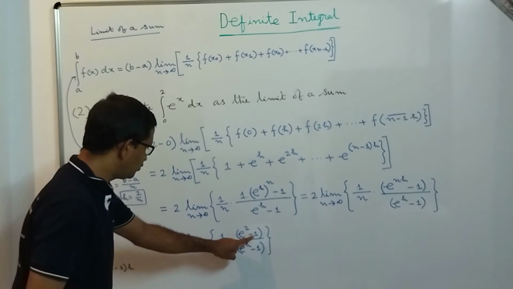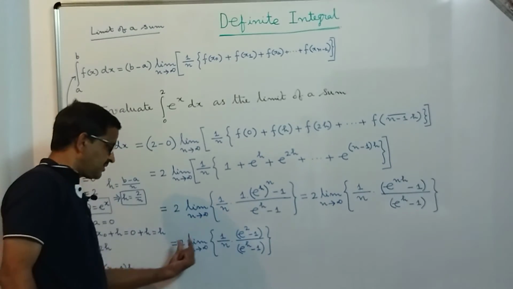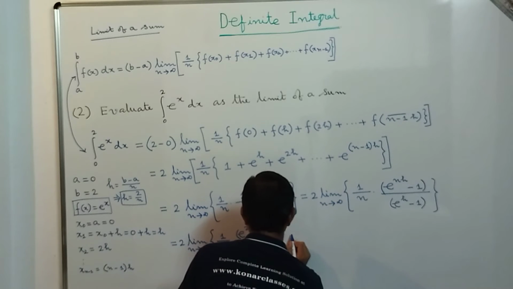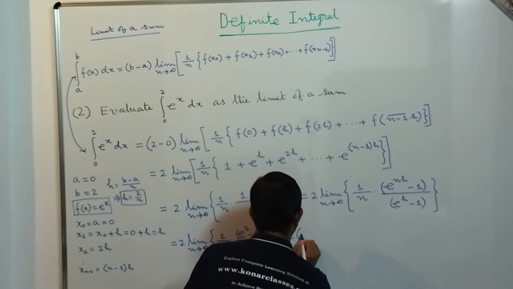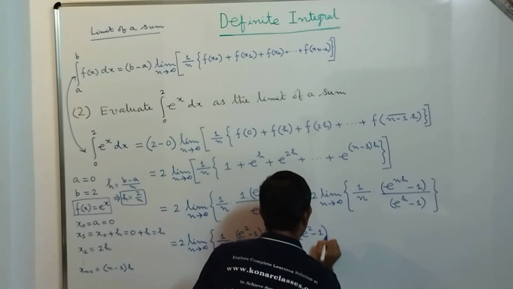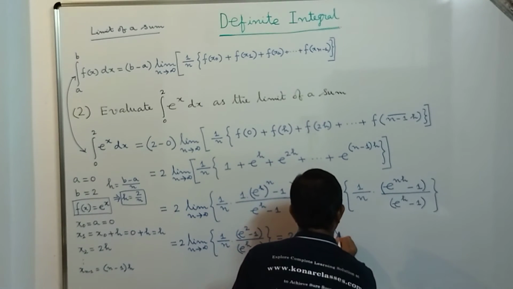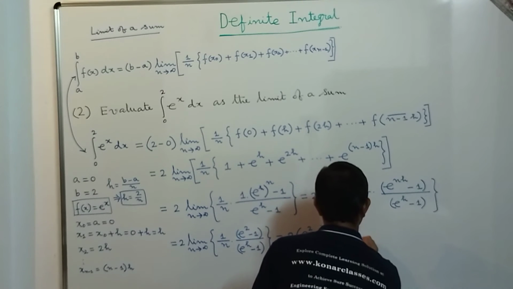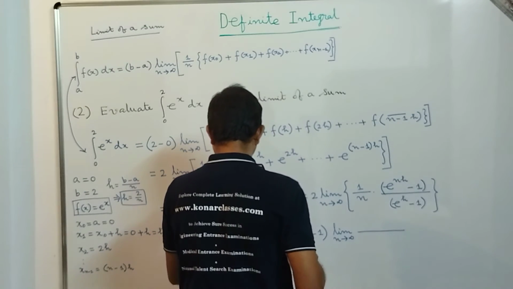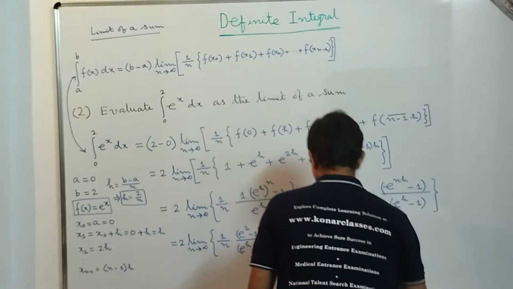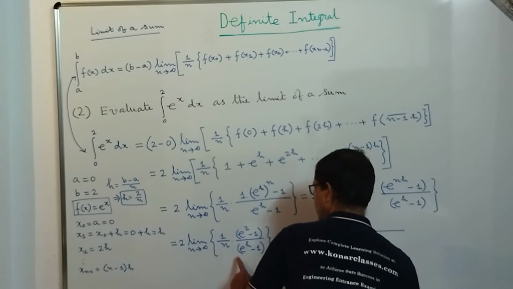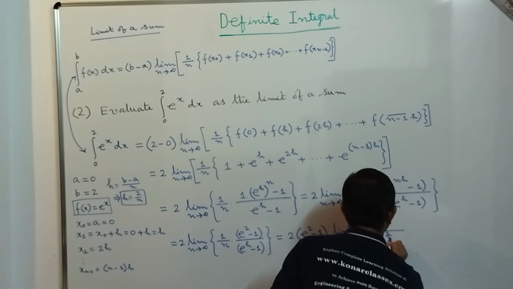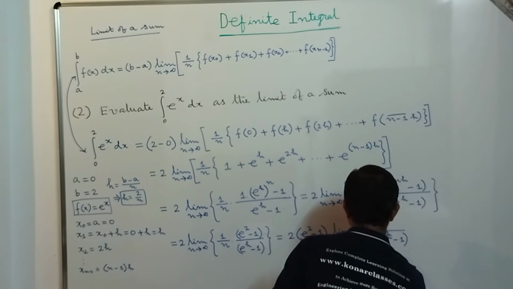Now e power 2 minus 1 is a constant, we can take it outside of the limit. So that is equal to 2 into e power 2 minus 1 into limit n tending to infinity of 1 by n into e power h, where h means 2 by n, so e power 2 by n minus 1. Correct?